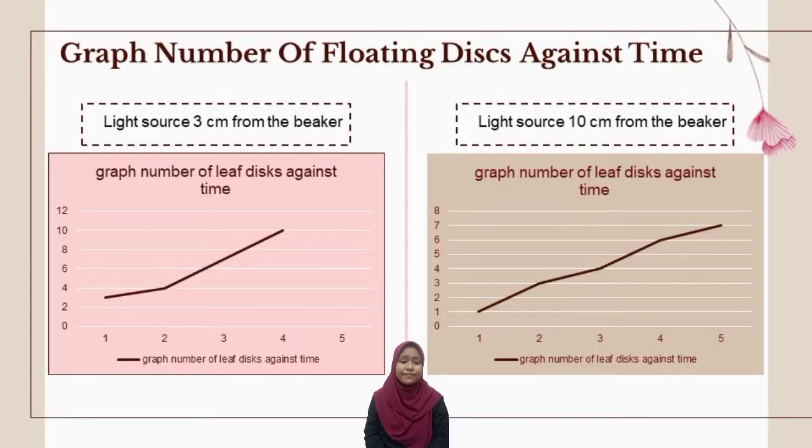When we plot the graph of number of leaf discs against time, we get a directly proportional graph where, when the time increases, the number of leaf discs floated in the solution will also increase.